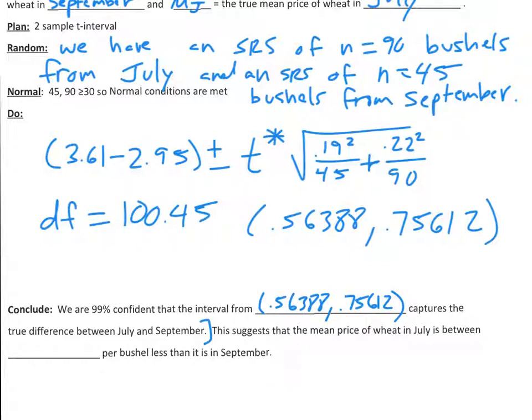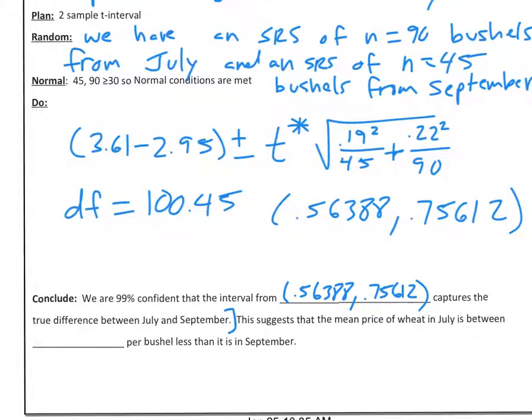I probably should add to that the true mean difference in price of wheat, just to make sure the context is solid. But what this really means, and I always like this extra sentence just to drive home what's going on: the price in July appears to have been somewhere between 56 cents more to possibly as much as 75 cents more per bushel than it was in September.